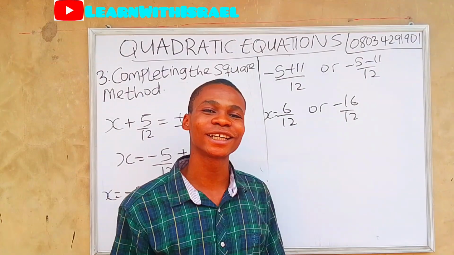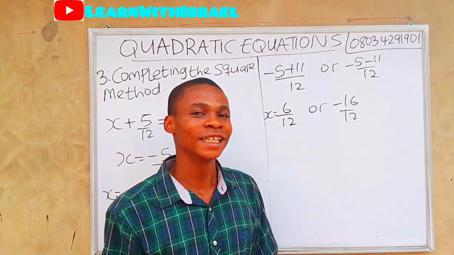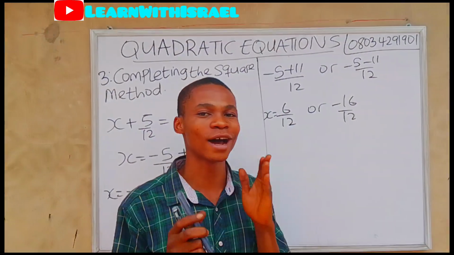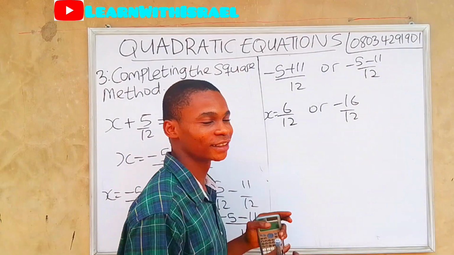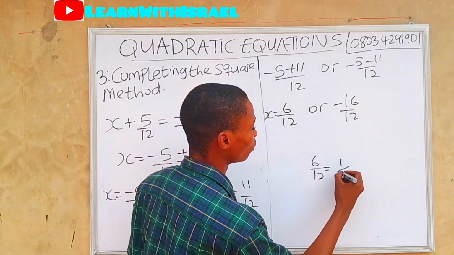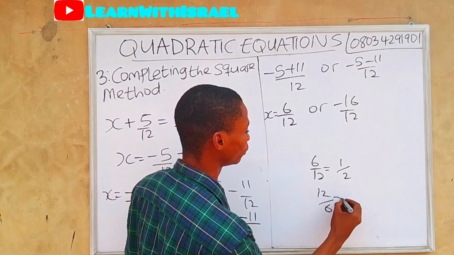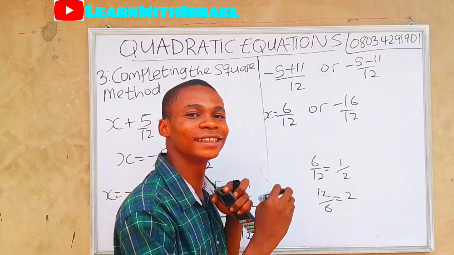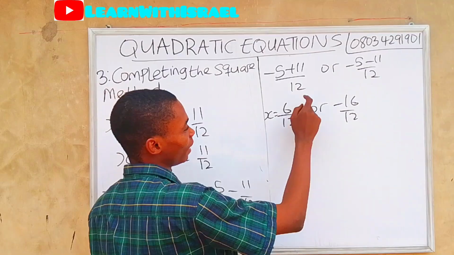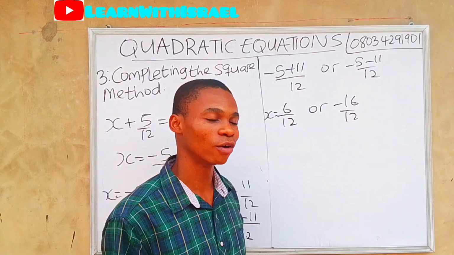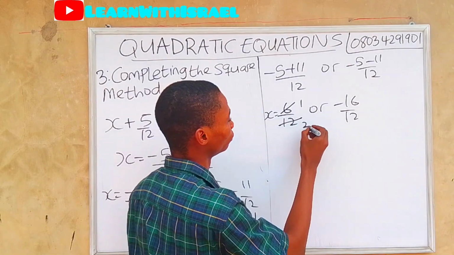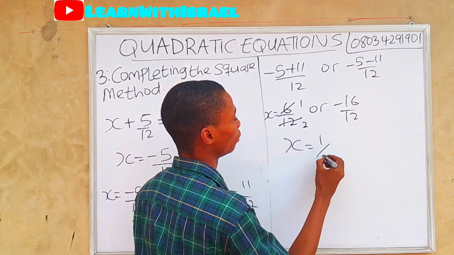There is a mistake a lot of people usually make. There is a difference between 6 over 12 and 12 over 6. Should I tell you the difference? I am going to show you now. 6 all over 12 equals 1 over 2. 12 all over 6 equals 2. That is the difference. Don't make the mistake of saying 12 divided by 6 will give us 2. You are going to get it wrong. 6 in 6 is 1. 6 in 12 is 2. So x equals 1 all over 2.